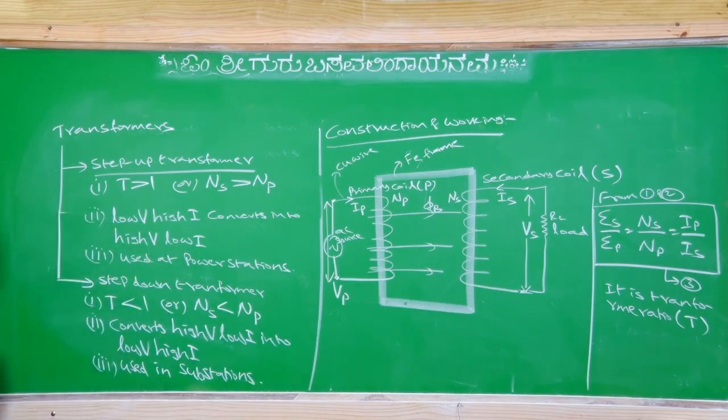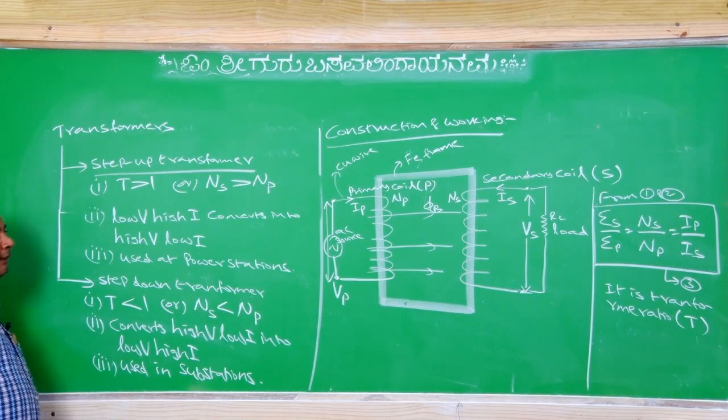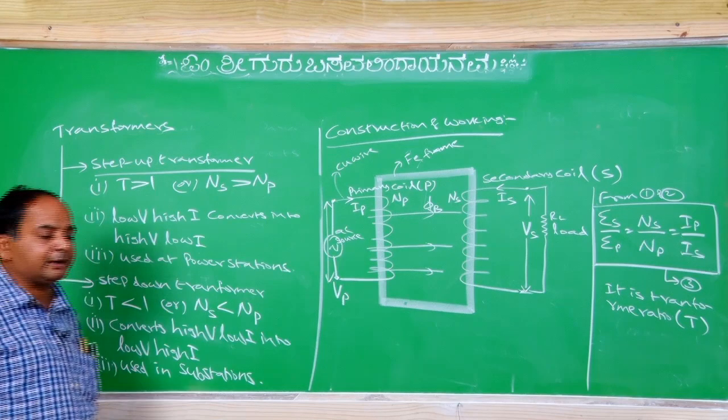The electric power comes there with high voltage. At substations we convert that high voltage into low voltage. Similarly, in our street also there are transformers, and in those transformers too, high voltage is converted into low voltage. So we apply step-down transformers frequently in substations.